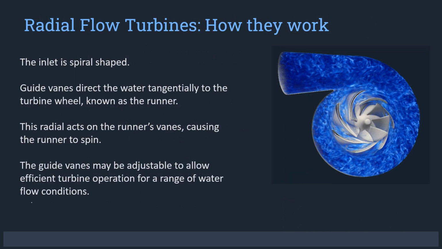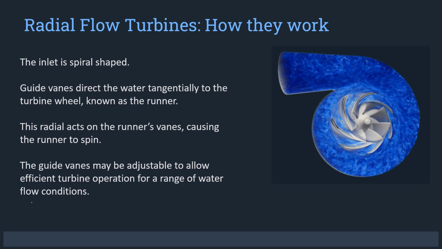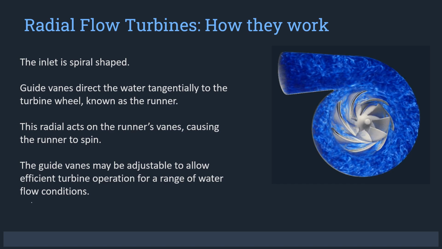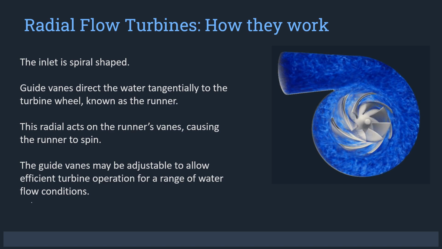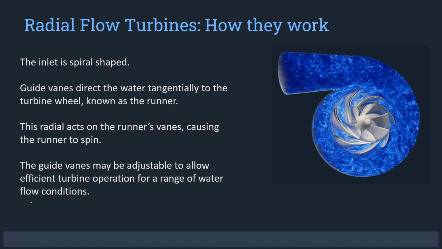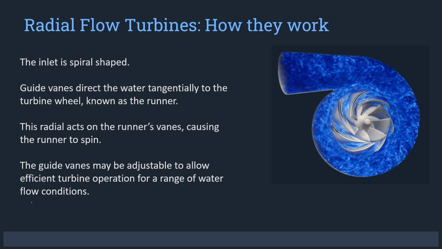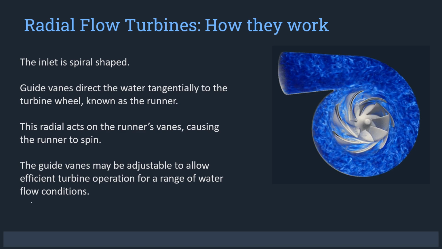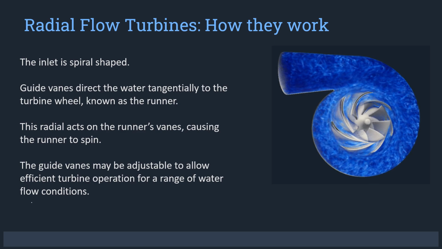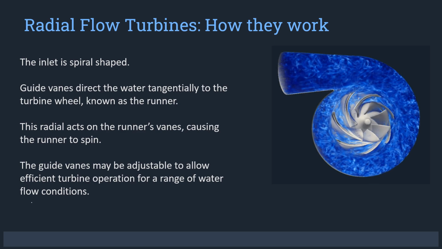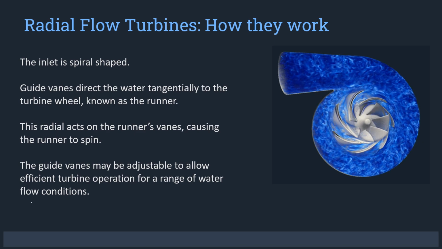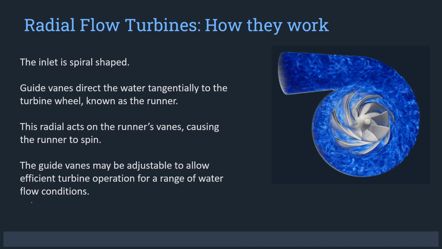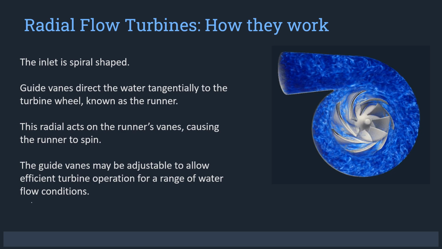So, how do the radial flow turbines work? Water enters through a spiral-shaped inlet, and the guide vanes direct water tangentially onto the runner, that's the rotating part of the turbine. Water exerts force on the vanes of the runner, causing it to spin. The adjustable guide vanes control the water flow, optimizing the turbine efficiency for different flow conditions.